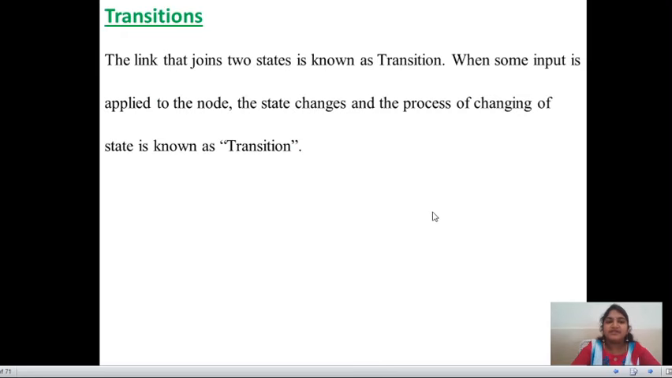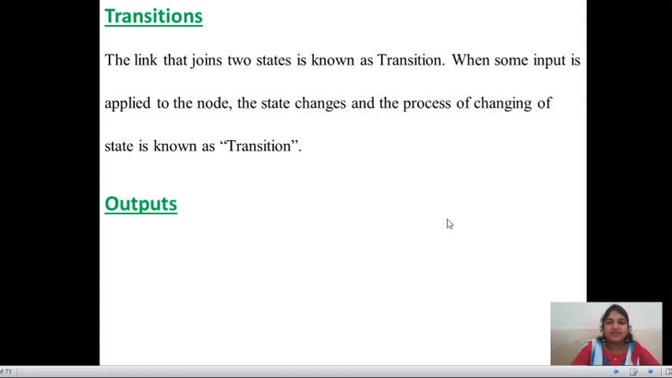Transition means nothing but links joining two states. The link that joins two states is known as a transition. From which state to another state, whatever transition is going on between state and state, all can be defined in the transition. The process of changing of the state is known as transition.